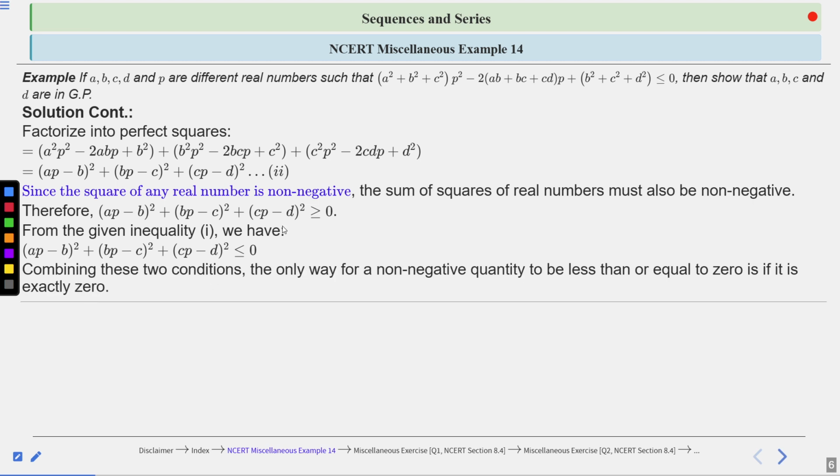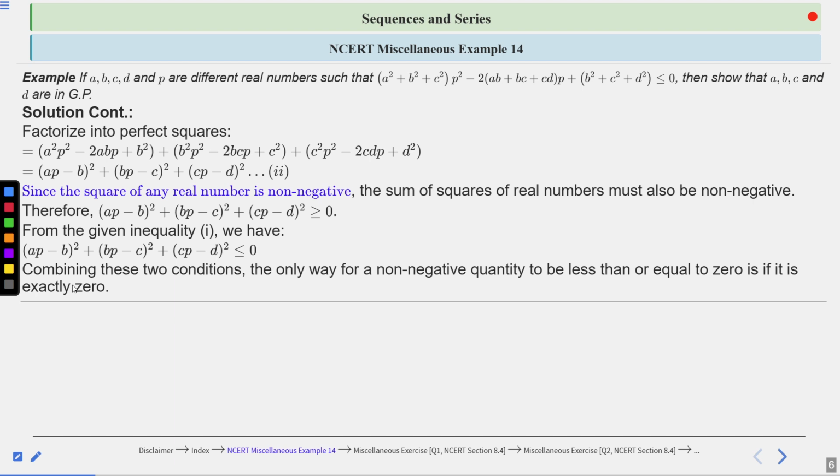Combining these two conditions, inequality number 1 and the condition (ap - b)² + (bp - c)² + (cp - d)² ≥ 0. The only way for a non-negative quantity to be less than or equal to 0 is if it is exactly 0. That is, suppose you have a number alpha. Alpha squared is greater than or equal to 0, first inequality, and alpha squared is less than or equal to 0, second inequality. If we combine both inequalities, 0 ≤ alpha² ≤ 0. This inequality says that alpha is identically 0.